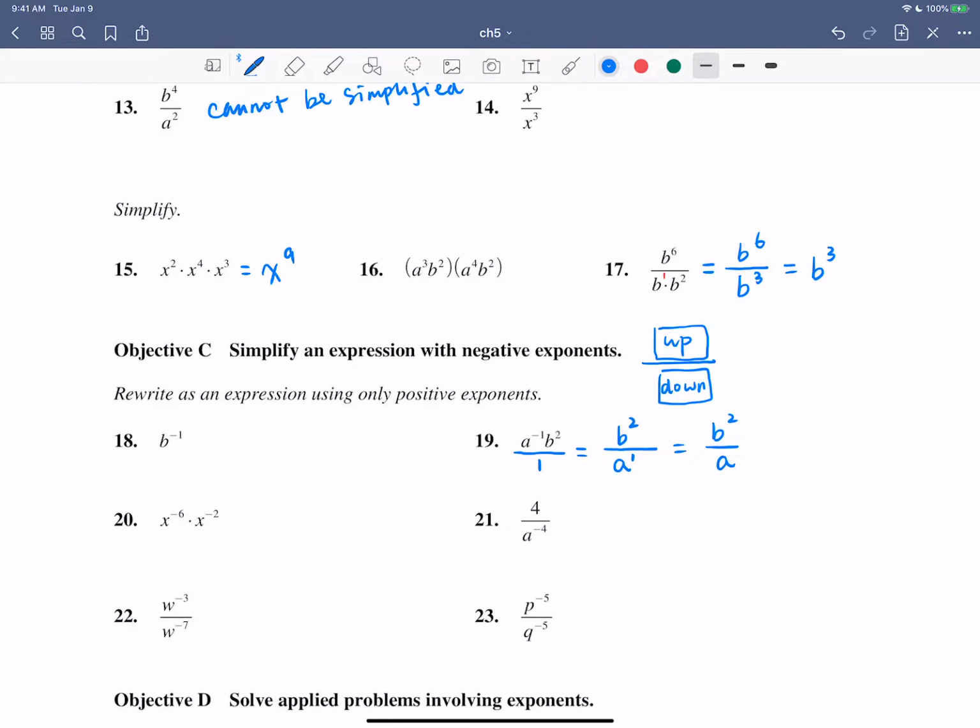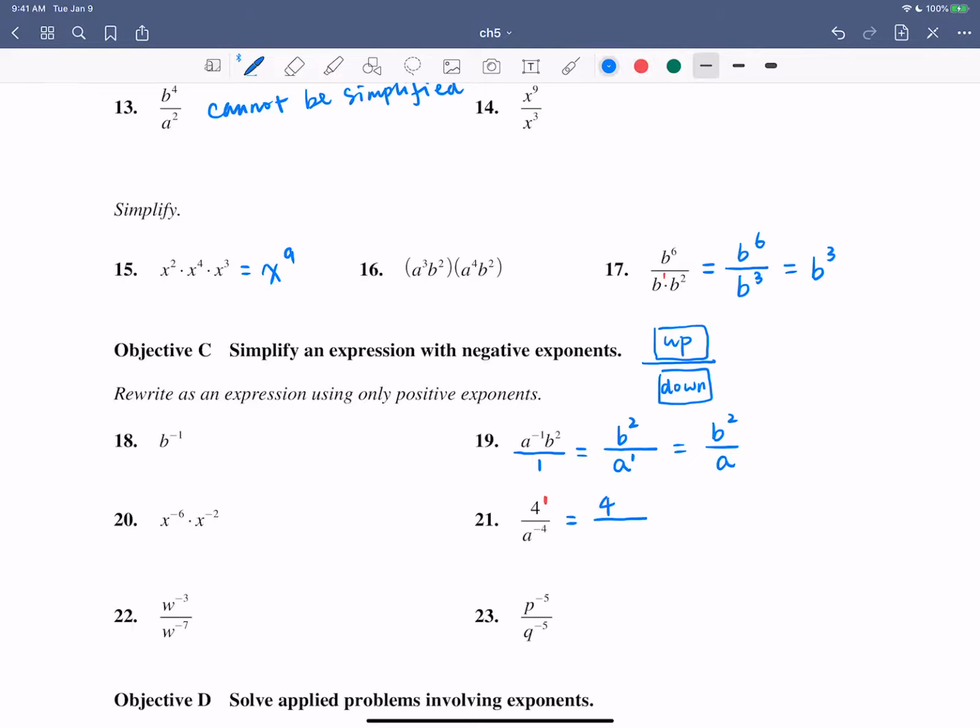Let's use another example to further illustrate this apartment idea. Number 21, 4 over a to the negative 4. This one is definitely a two-story apartment, so we're going to follow the same idea. Check out each tenant. Upstairs, we have a 4. What's the exponent of 4? Well, it's simply 1 because it's 4 raised to the first power, and that 1 is positive. Because it has a positive exponent attached to it, we're not going to move it. So we just keep it as 4.